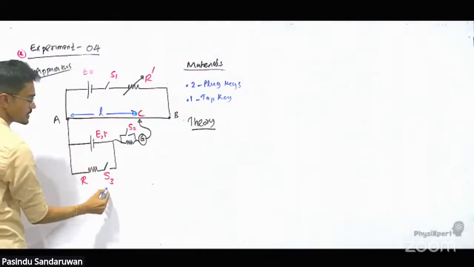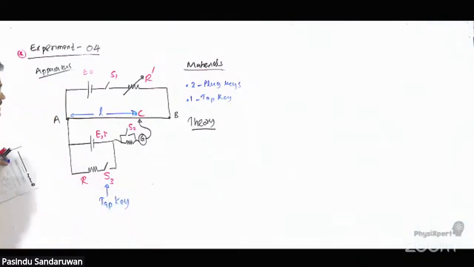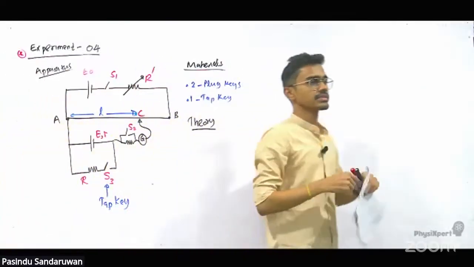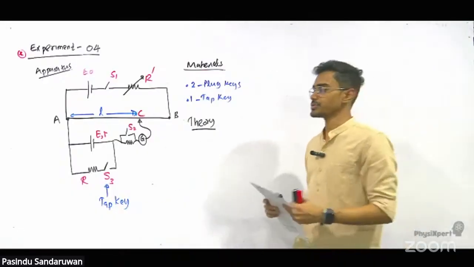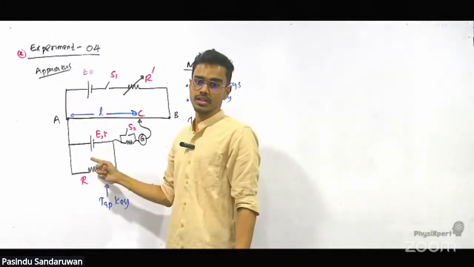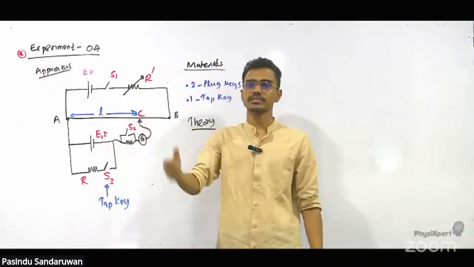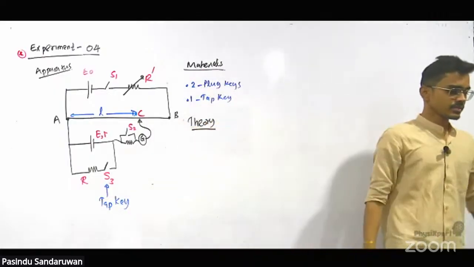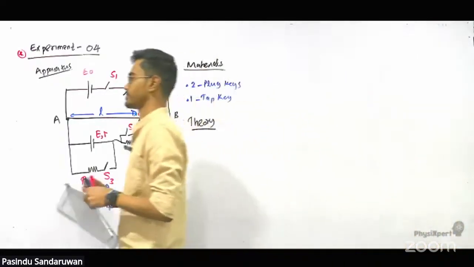Therefore, this key is the tap key. The reason to use a tap key here is that when this loop is closed, a current flows through this loop, and if it is continuously closed, the dry cell is going to discharge. That's one idea you can keep in mind.